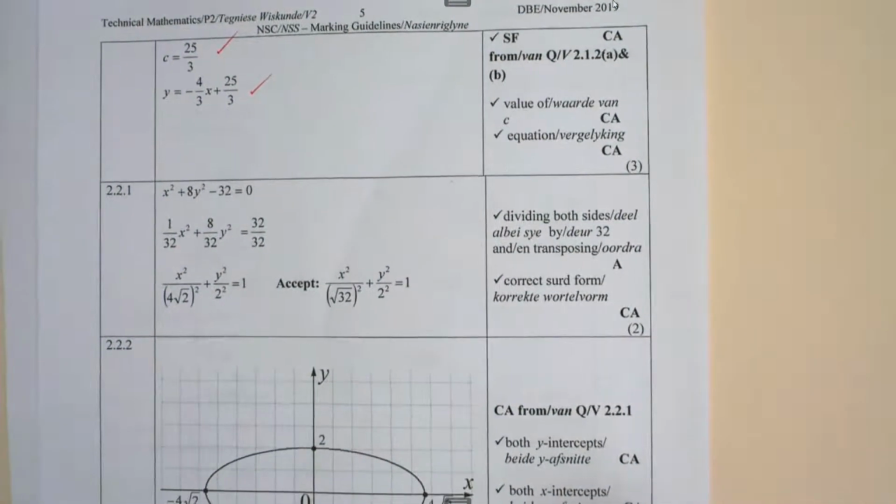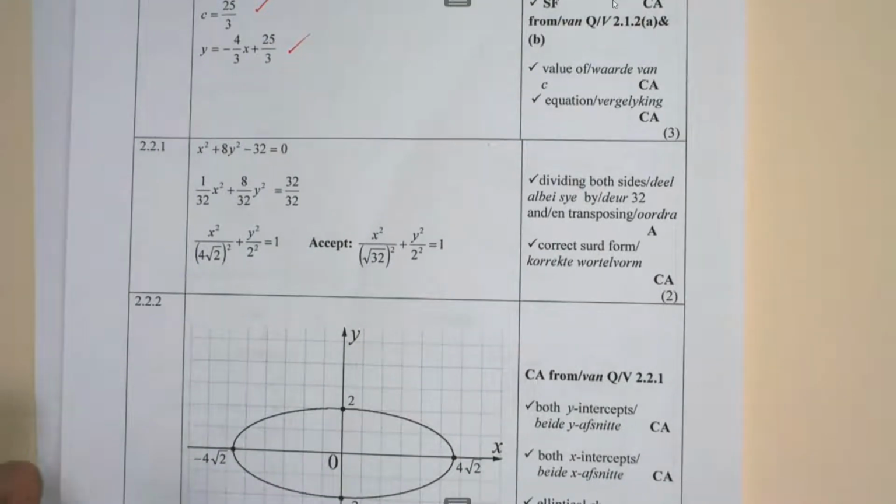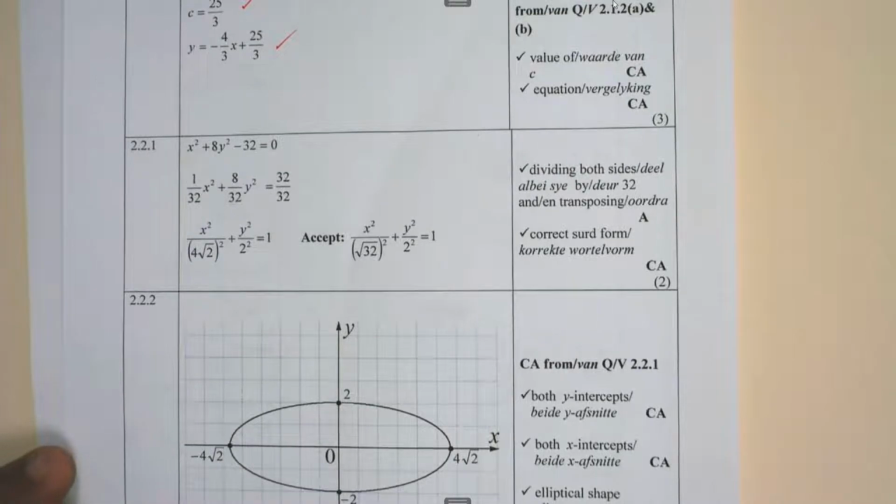Now 2.2.1, colleagues, where you write the equation of an ellipse in the form x squared over a squared plus y squared over b squared equals 1.